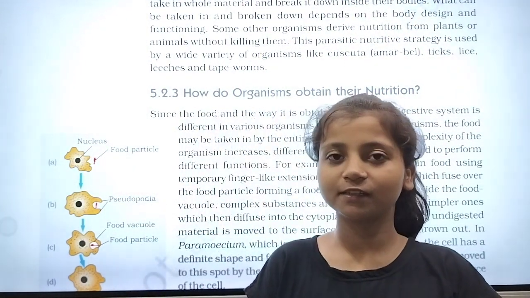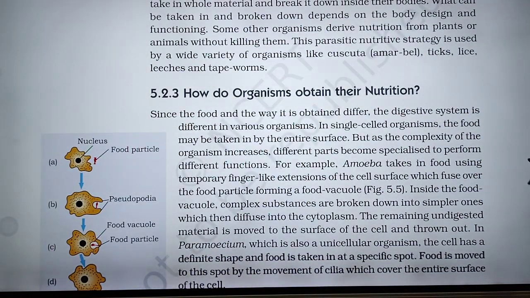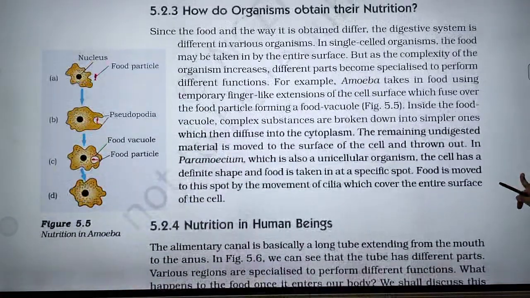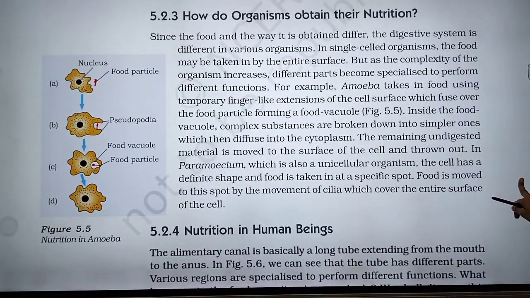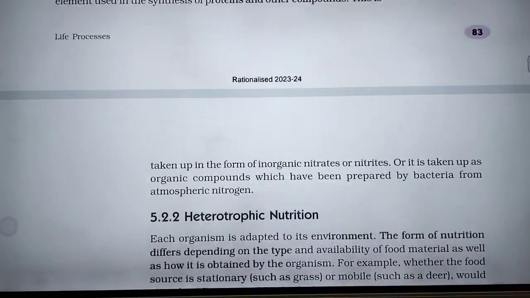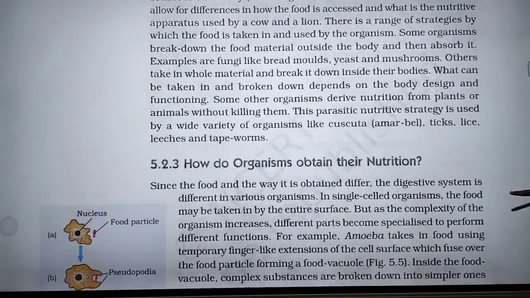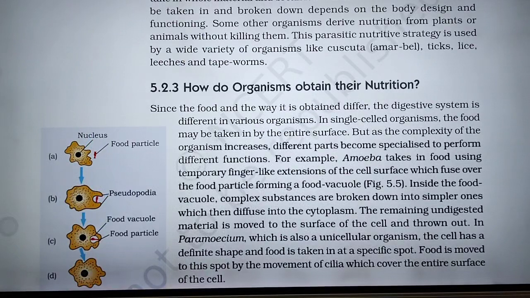So in this video, we will discuss how organisms obtain their nutrition. Let's see how they get it. In the previous video, we discussed heterotrophic nutrition, which is done by animals, and autotrophic nutrition, which is in plants with the help of photosynthesis. So let's see how organisms obtain their nutrition.